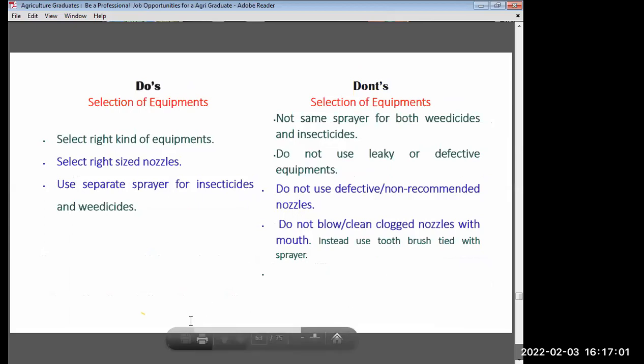In the selection of equipment, the sprayer should be appropriate and clean. Don't use the same sprayer for insecticide application and weedicide application. Suppose there is a weedicide called 2,4-D, even a minute quantity may harm one acre of the crop. Minute quantity.